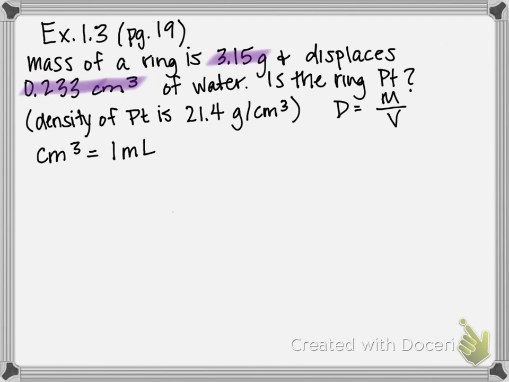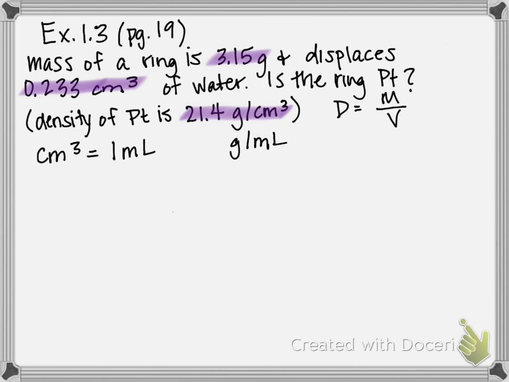So what he's going to do, and what we're going to do, is calculate this ring's density and see if it matches up with the density of platinum. Platinum's a pretty dense metal. It has a density of 21.4 grams per centimeter cubed, or you could say grams per milliliter. Both are exactly the same. They're interchangeable. So to calculate density, we know density is equal to mass over volume.